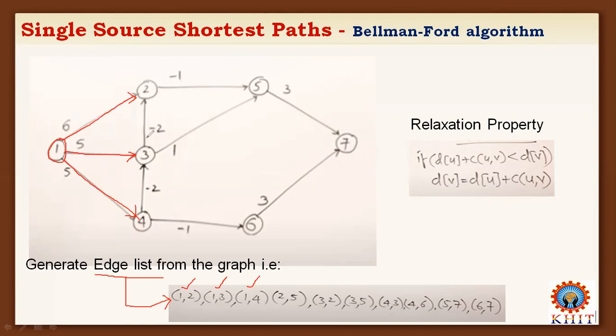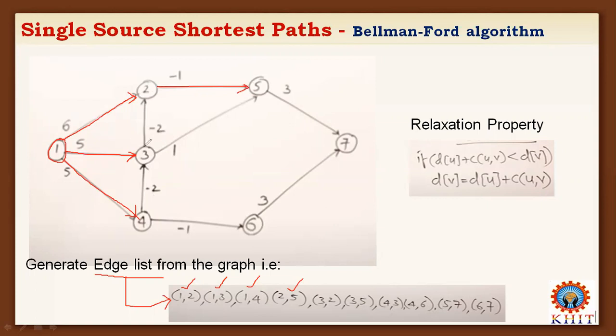And from vertex 2, how many edges are generated? From vertex 2, what are the out edges? Out edge is only one, that is vertex 2 to vertex 5. So 2 to 5 is the edge which can be generated. There is no possibility for 2 to 3, because there is no direct path from 2 to 3. So simply ignore it.